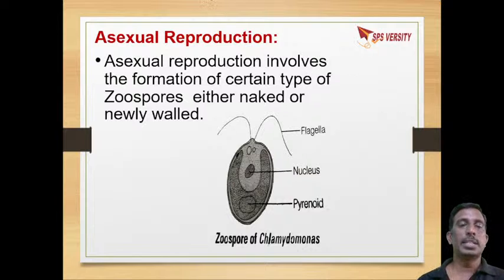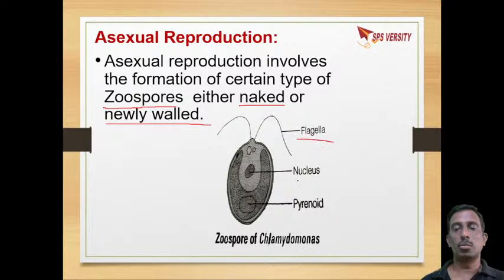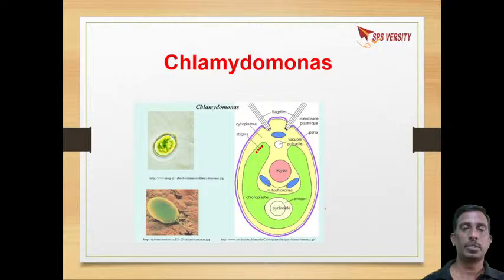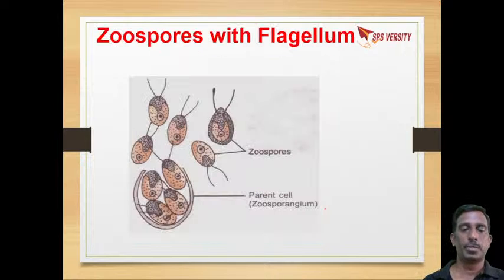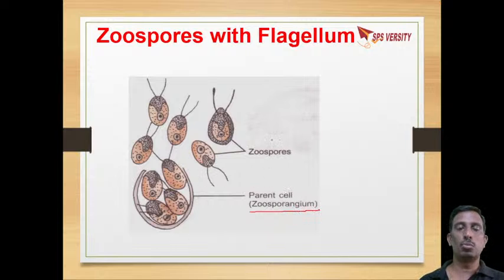So next type hai ki asexual reproduction. Isme majorly rehta zoospores. Asexual reproduction zoospores ke dwara hota hai. Zoospores either naked or newly formed. Picture mein dekh rahe zoospore of chlamydomonas, isme do flagellae rehta, ek nucleus aur pyrenoid. So chlamydomonas is a unicellular green algae which will reproduce by zoospores. So a structure which will produce zoospores, इसको क्या बोलते हैं कि zoosporangium. A zoosporangium के अंदर बहुत सारे zoospores with two flagellae.